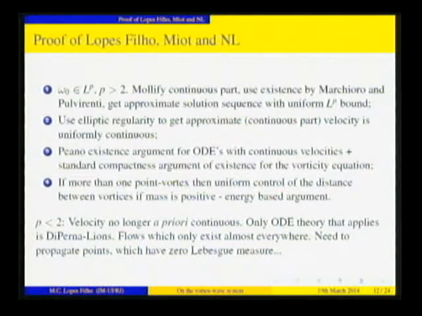Okay. Now, this is for p greater than 2, and Eleonora called attention that this p greater than 2 is used to make sense of the nonlinear term in the equations. In fact, if p is less than or equal to 2, the velocity is no longer a priori bounded. And the only ODE theory that applies is the DiPerna-Lions. And if you try to use the DiPerna-Lions ODE theory to show the existence of the trajectory for the point vortex, you're going to be in trouble because that theory is only almost everywhere, and you're trying to follow the trajectory of a single particle. So you'd be in trouble in many ways if you try to extend this result for p less than or equal to 2. Okay.